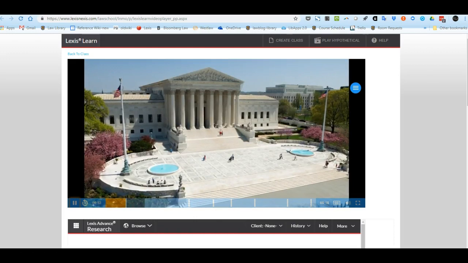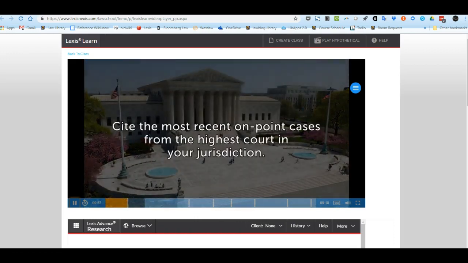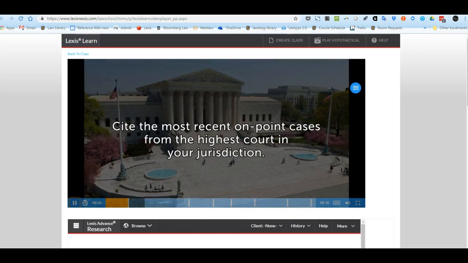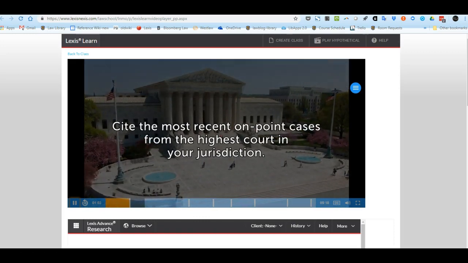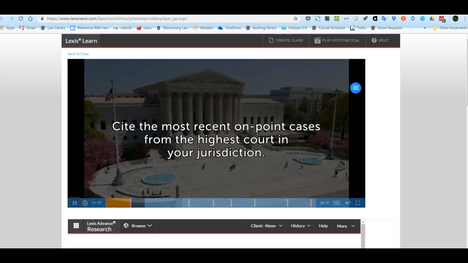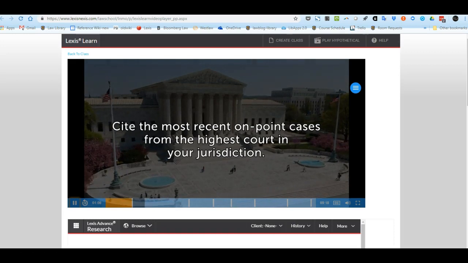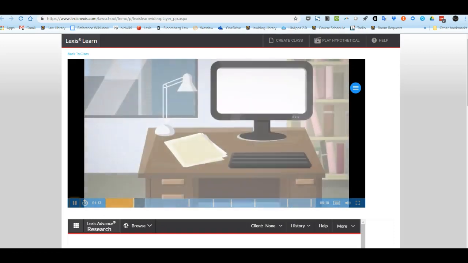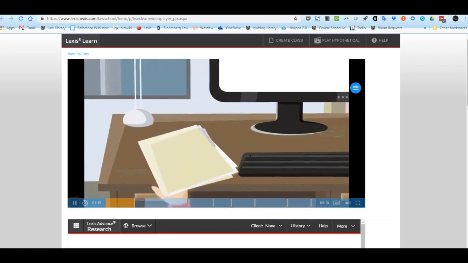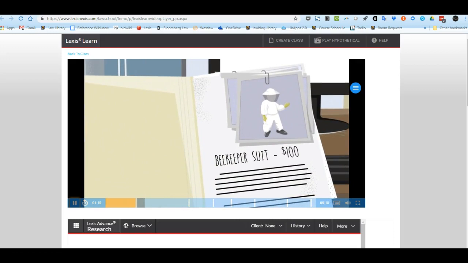When finding authority to support your argument, ideally you want to cite the most recent on-point cases from the highest court in your jurisdiction, as these carry the most weight. More recent cases may explain, expand, or slightly alter the analysis in the first case, and should be evaluated as well. The tools we'll explore in this module help you efficiently locate the most recent, on-point cases for your jurisdiction.